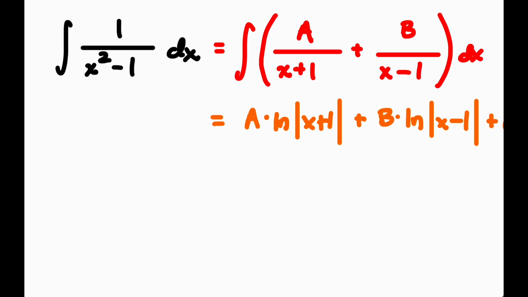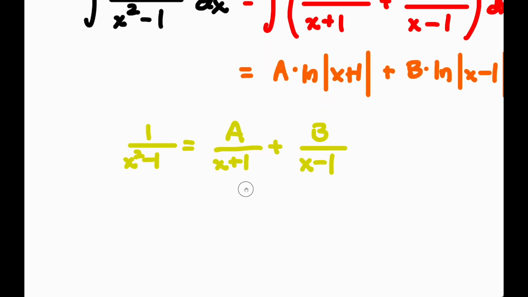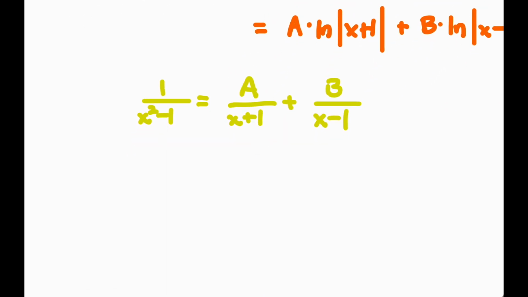So what I'm going to do is ignore all this calculus for a second and just write out that 1 over x squared minus 1 is equal to A over x plus 1 plus B over x minus 1. So I'm not worried about the calculus. I'm not worried about the integration right now. We already know the answer. We just need to figure out the capital A and capital B to finalize that answer. So that's what we're going to solve here with this yellow step.